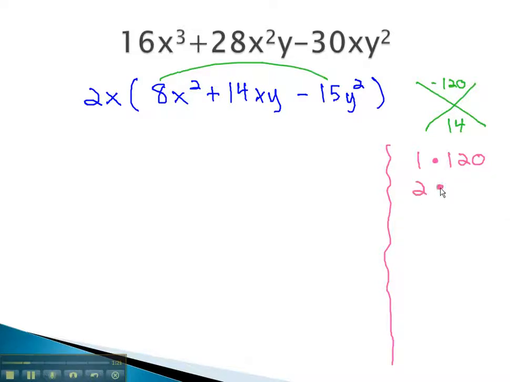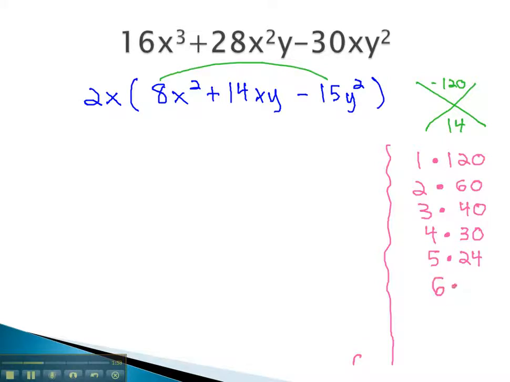2 goes into 120 60 times. However, again, we cannot use 2 and 60 to equal the 14. 3 also goes into 120 40 times. However, that does not equal 14 either. 4 goes into 120 30 times, and those also will not give us the 14. 5 goes into 120 24 times. However, that also does not give us the 14.